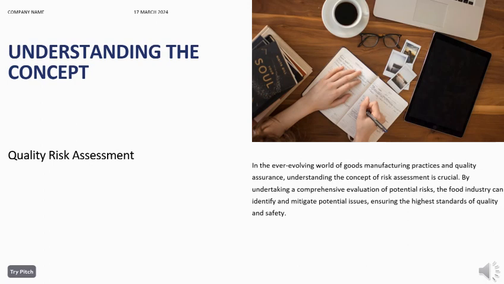First, let's discuss one important element in the GMP, that is quality risk assessment. In the ever evolving world of good manufacturing practices and quality assurance, understanding the concept of risk assessment is crucial. By undertaking a comprehensive evaluation of the potential risk, the food industry can identify and mitigate the potential issues, ensuring the highest standards of quality and safety.